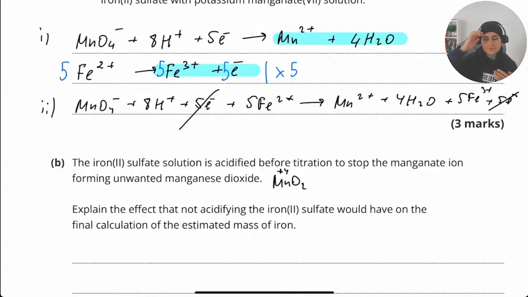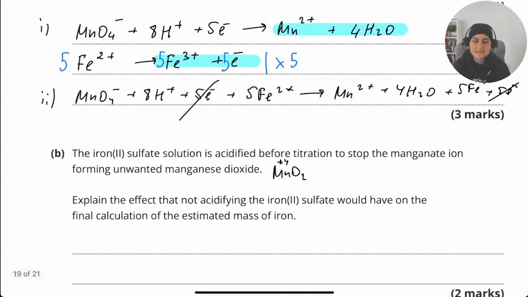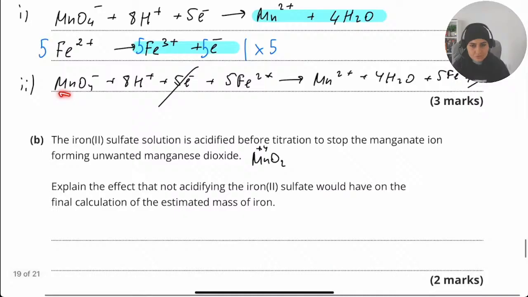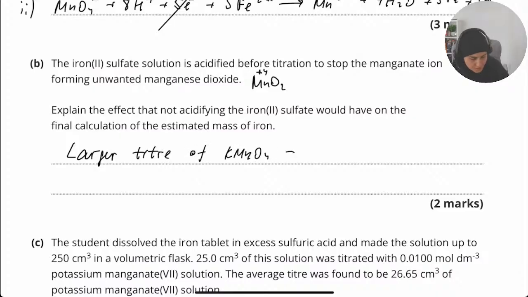So always think about whether the titer would become larger or smaller. In that case, it would become larger because manganese would only be able to accept 3 electrons, fewer than 5. So you would need a larger amount of potassium manganate. And that's your 2 marks. So you say what happens to the titer, and then you say that the calculated moles of iron would be larger, because you would still calculate it with a 1 to 5 ratio. So you just increase your titer, but the ratio you apply would still be 1 to 5. So a larger titer of potassium manganate would result in larger estimated moles of iron.